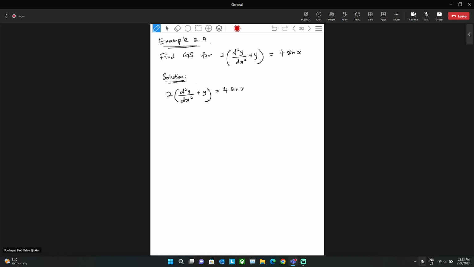Bising pula sekejap. Sekejap. Ni nak setting ni. Kalau saya tutup ni tak dengar pula. Sekejap. Wait dululah. Okay.